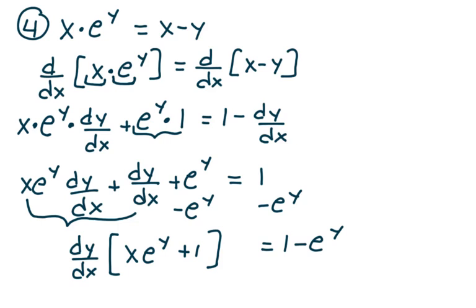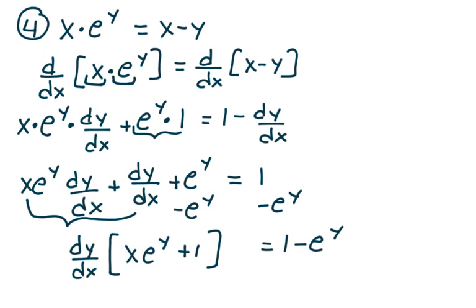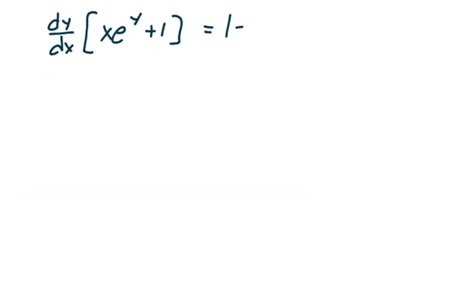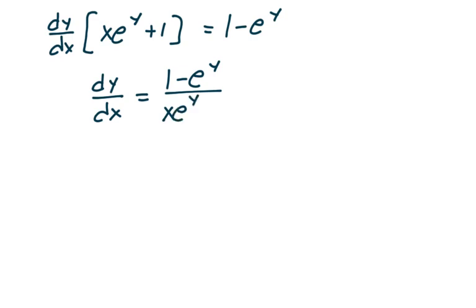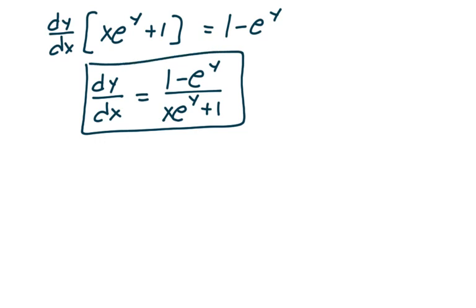So let's rewrite that on the next page. We get dy dx times the quantity x e to the y plus 1. That's the left side. On the right side, we get 1 minus e to the y. And then solving for dy dx, I get dy dx is 1 minus e to the y divided by x e to the y plus 1. And that's how you do example 4.